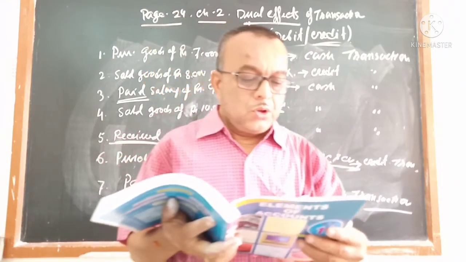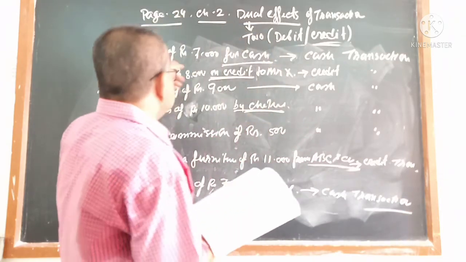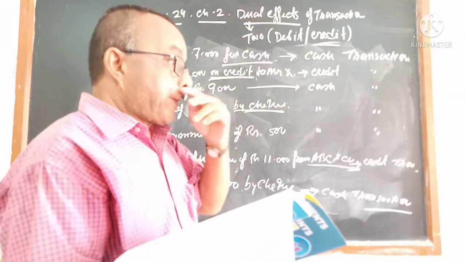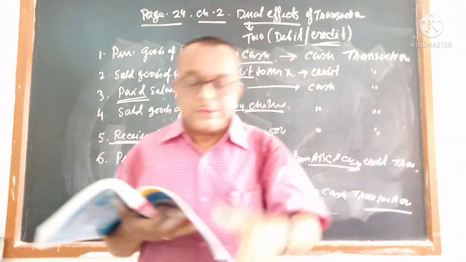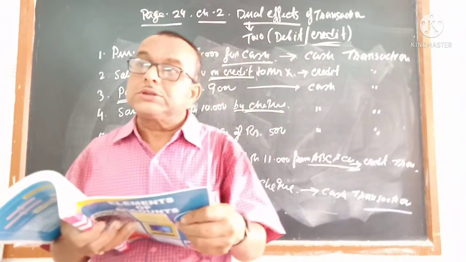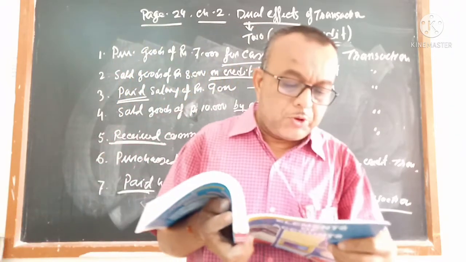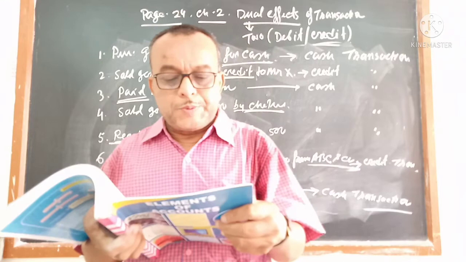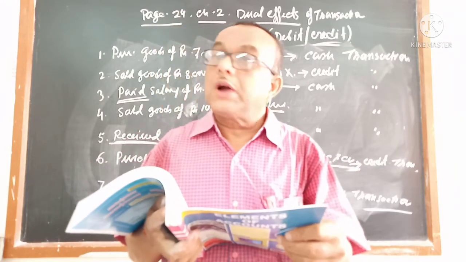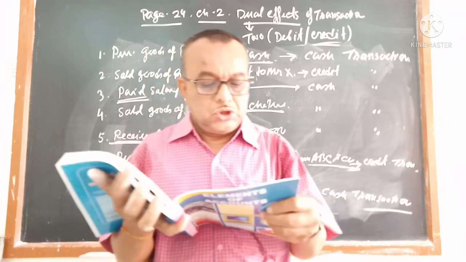Number 1, goods sold in cash. Now I wrote for cash, but it may be in cash also. For cash or in cash, the meaning is the same. If I read up to this, from there I can understand it is a cash transaction. Goods purchased for rupees 8,000, nothing is given. So it is also considered as a cash transaction.